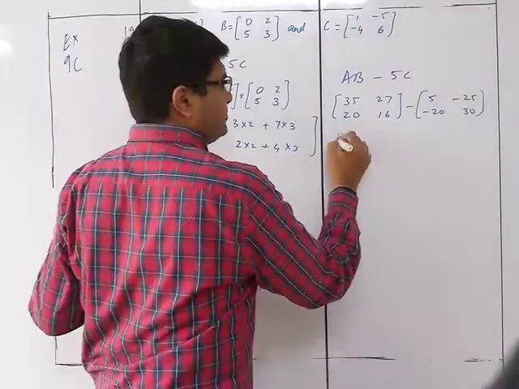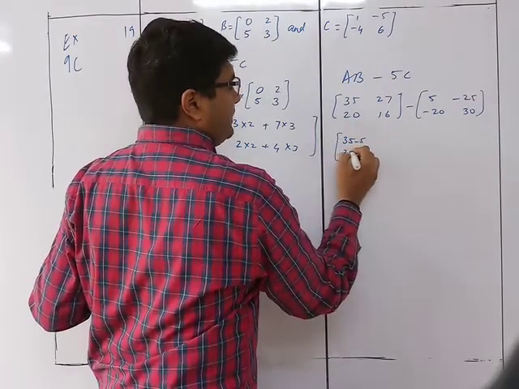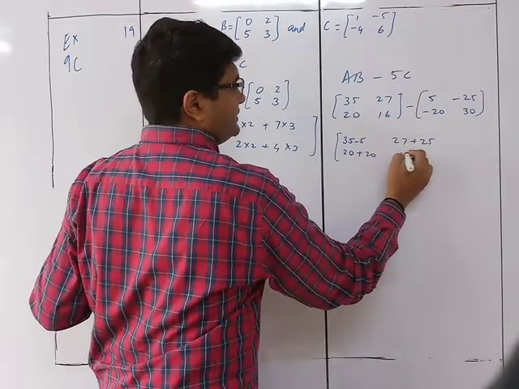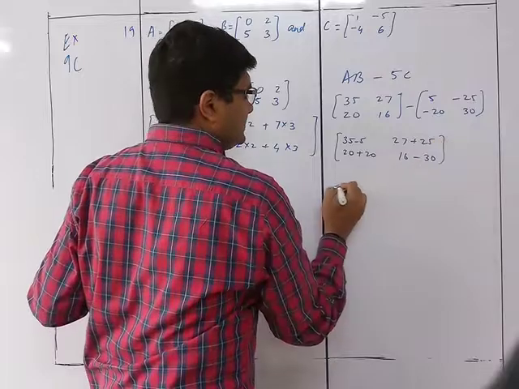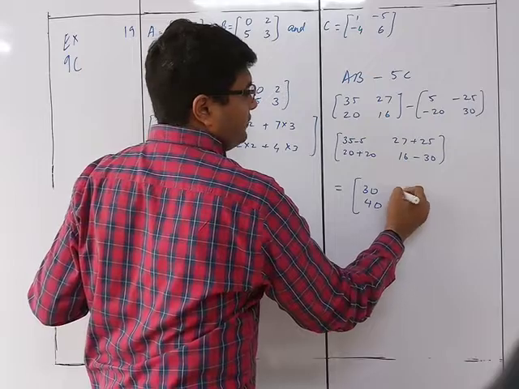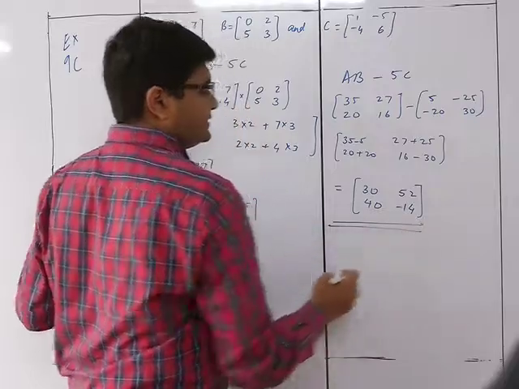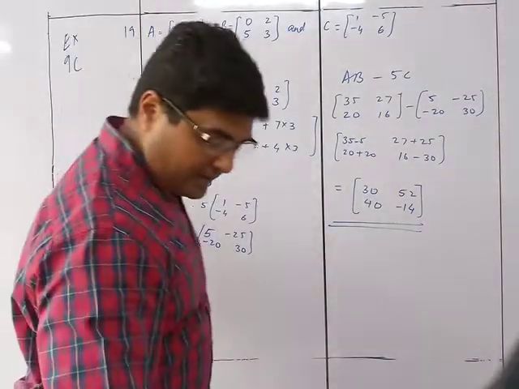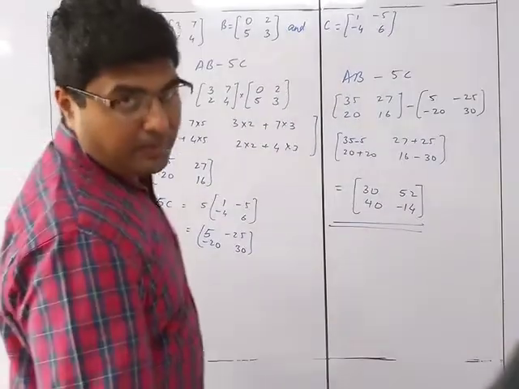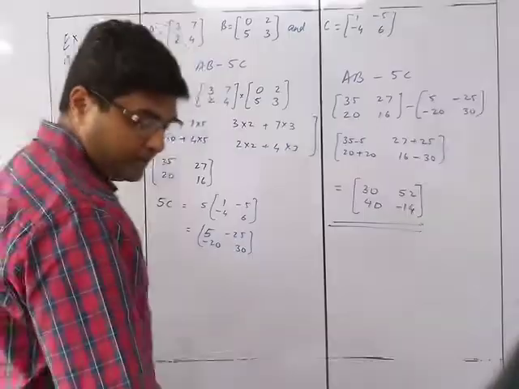Okay, so this gives me 35 minus 5, this is 20 plus 20, this is 27 plus 25, 16 minus 30. So the answer is 30, 40, 52 and minus 14. That's the answer for sum number 19. Let's check it out. Sum number 19, 30, 40, 52, minus 14. That's correct. We move on to the next sum, that is sum number 21.